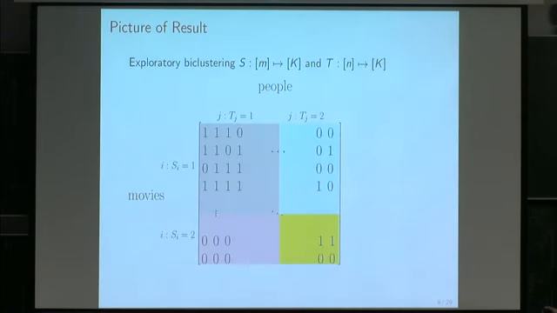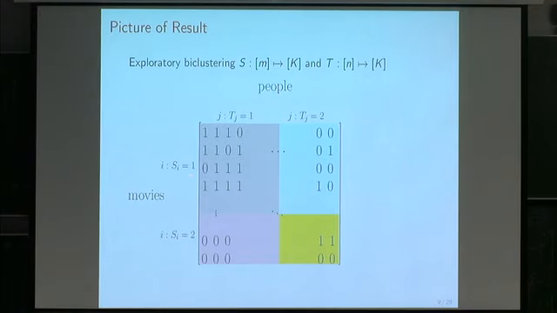We're going to do some kind of exploratory bi-clustering, which means we'll use some algorithm, which we don't need to specify for the results of this talk to hold. It's going to give you cluster labels. So S will map the rows to clusters, and T will map the columns to clusters. Here are the rows for which the cluster is 1, and here are the columns for which the cluster is 1.